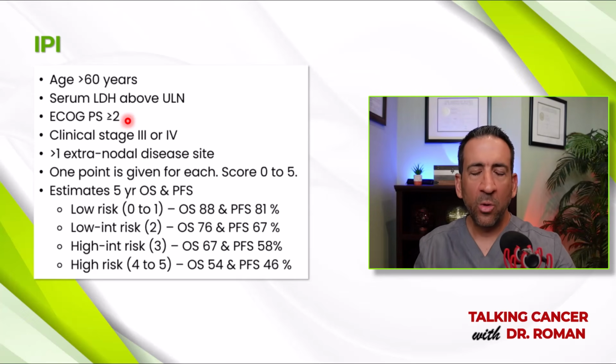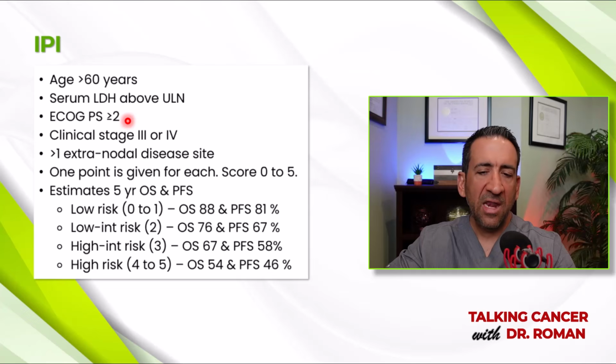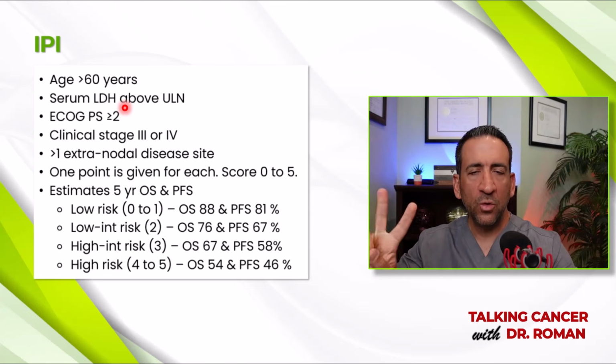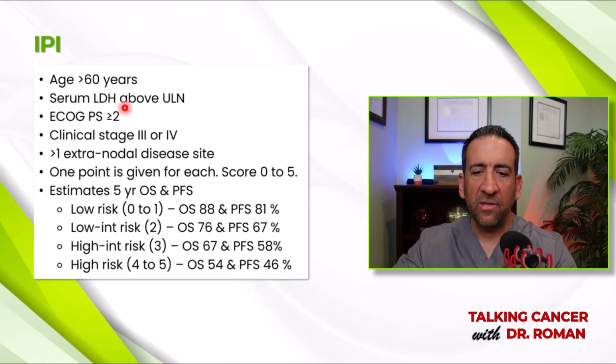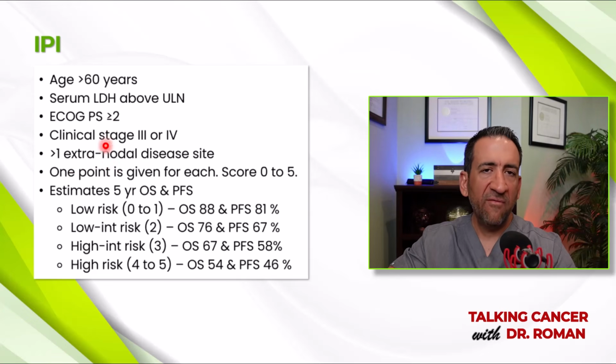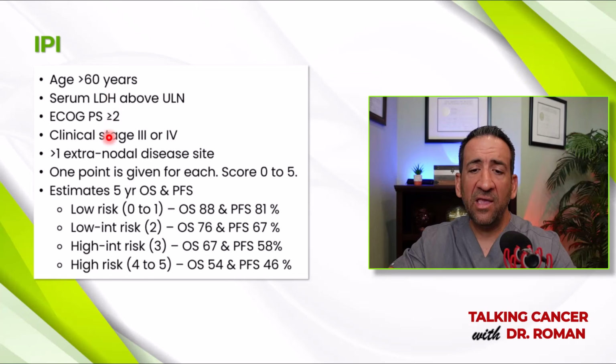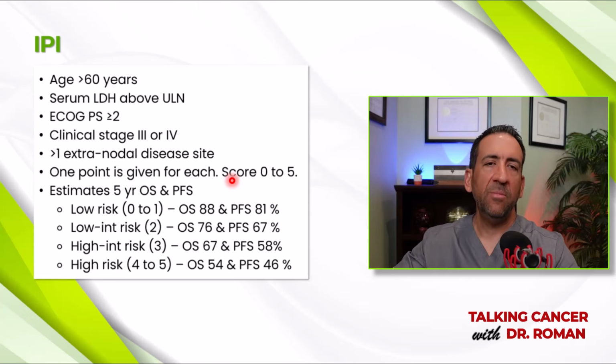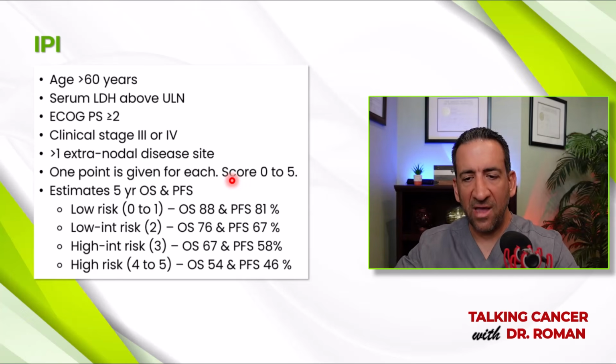Very important. So we will determine your performance status, and if you are a performance status of 2 or more, then that's a point. Also, if you're clinical stage 3 or 4, that's another point. And if you have more than 1 extranodal site of disease. All right, so you're going to add up whatever points you have in your specific case, and this will give us information. 1 point is given for each, and the score can possibly be from 0 all the way to 5.